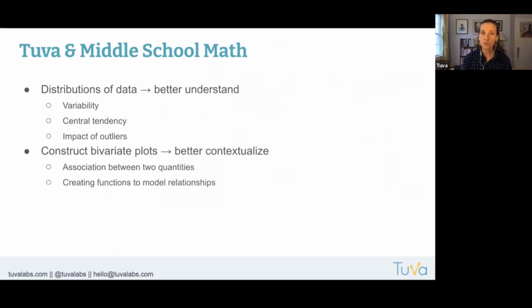So let's think, at a big picture level, about what Tuva provides at different grade levels based on our students' math understanding and what they're working on. We can leverage Tuva to get at distributions of data, this big thing that we're working on in middle school. We can help our students build a deeper understanding of variability, central tendency, the impact of outliers on a data set, and the summary statistics of the data set. And we can also construct bivariate plots in ways that better contextualize the association between those 2 quantities.